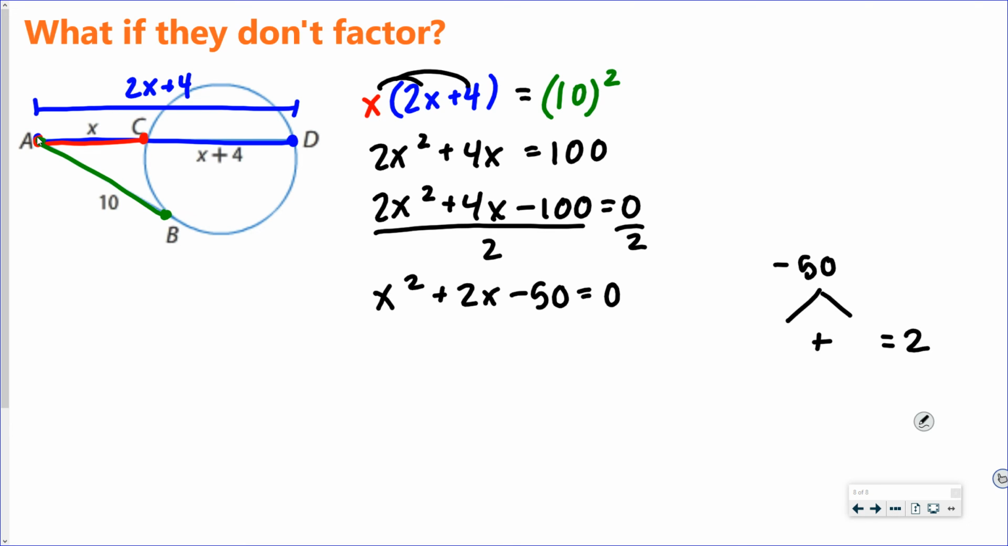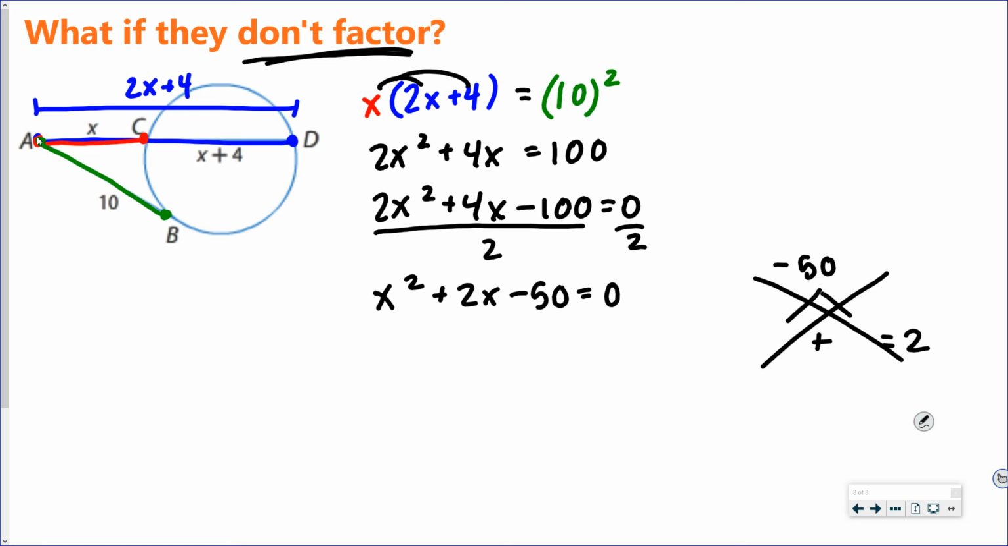And you might be sitting there for a while trying to find 2 numbers because there aren't 2 whole numbers that multiply to negative 50 and add to 2. So this one does not factor. What if they don't factor? In this case, we have some other options.